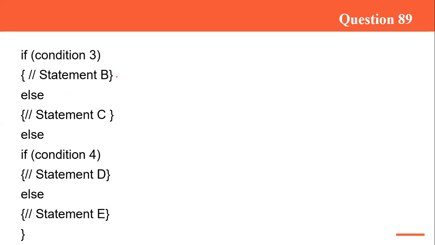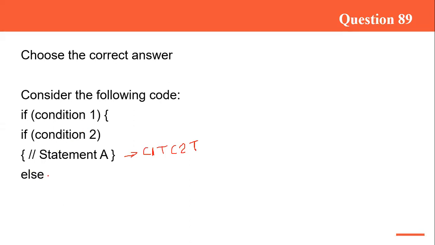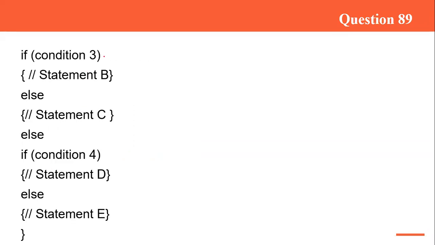Now, what about statement B? Statement B is inside the else part of C2. It is in C2's else, which means C2 must be false. Do you agree? C2 must be false. Everyone agrees with it about C2.